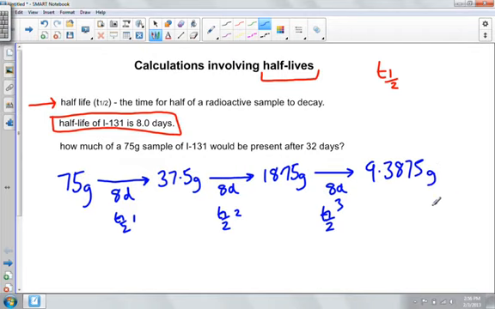But that's still only 24 days. One more half-life. Half-life number 4, essentially, is going to take us down to half of this. So, of course, I don't have my calculator with me, so half of 9.3875, well, that's about 4.65 grams, maybe something like that. I don't know the actual amount.